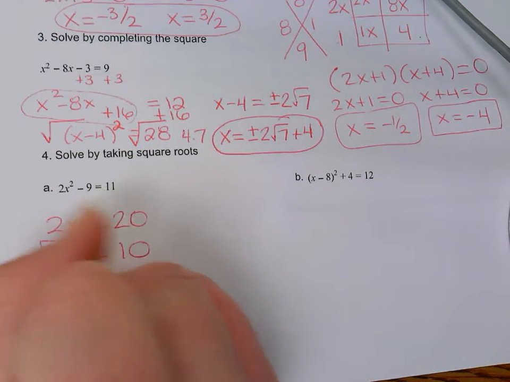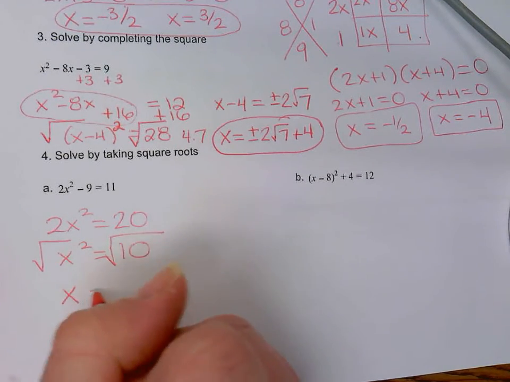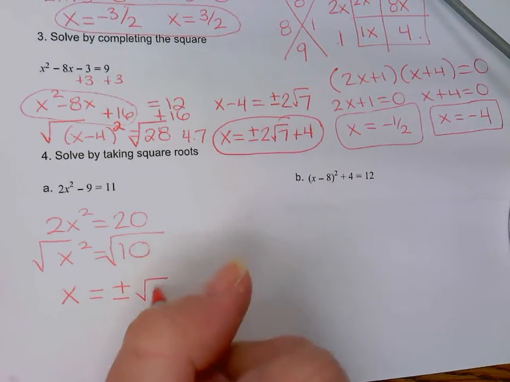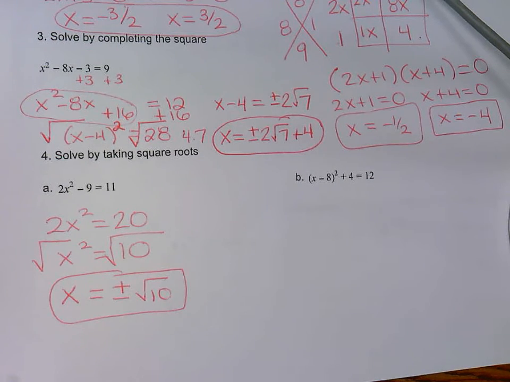Now I can take the square root of both sides of the equation. So x is equal to plus or minus the square root of 10 because I can't break 10 down any further.